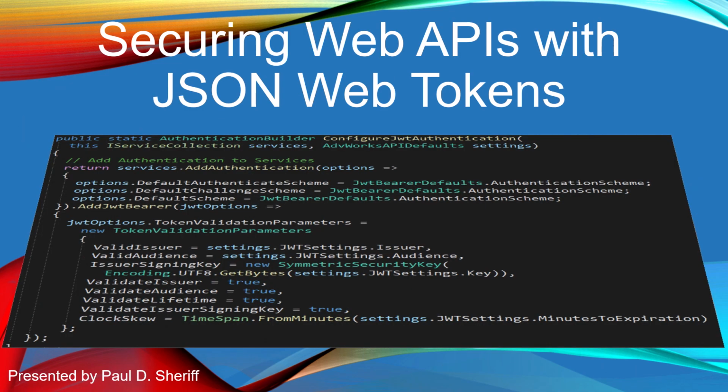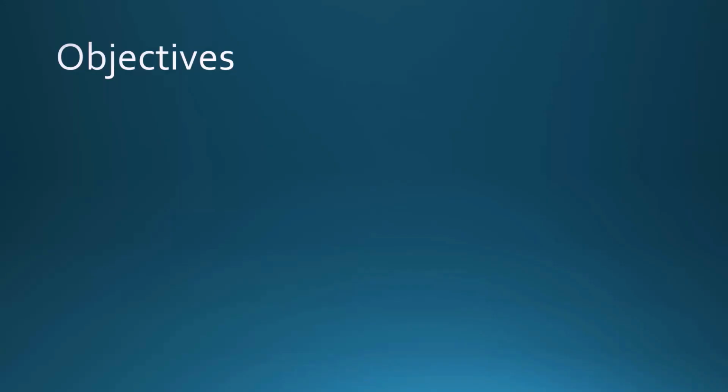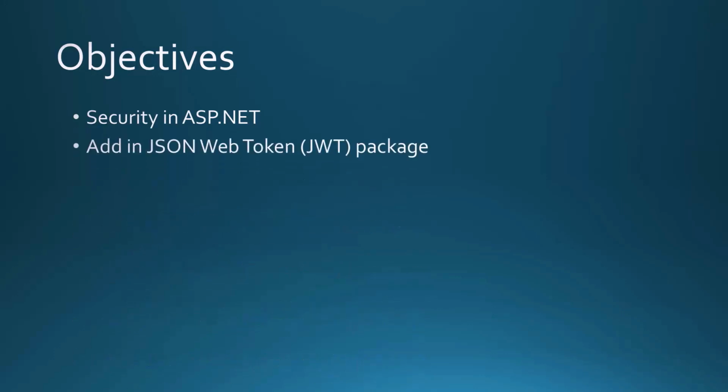This lesson is securing web APIs with JSON Web Tokens. The objectives for this lesson are to learn about security in ASP.NET. We'll add in the JSON Web Token (JWT) package. We're going to configure authentication.